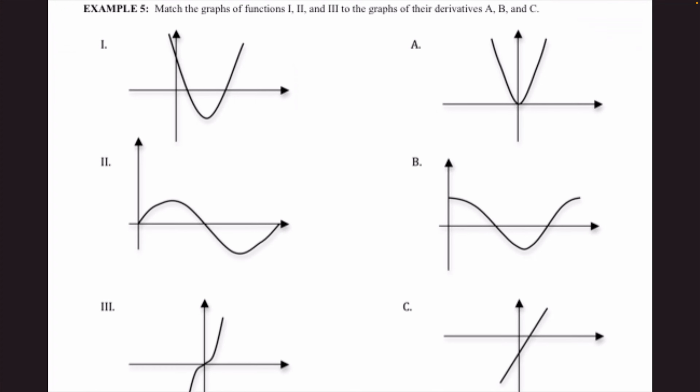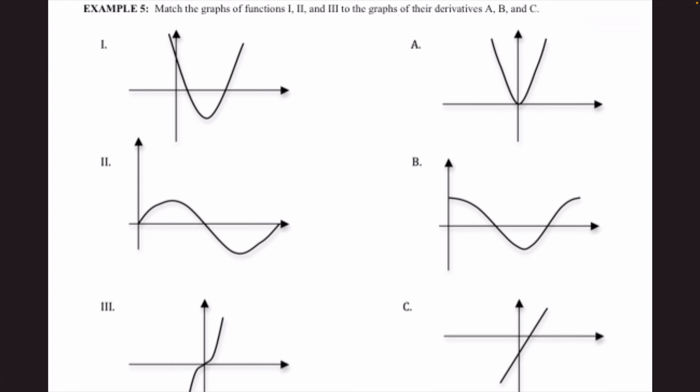Number 1 is a parabola. Parabolas go with which power function or equation? 2, right? It's quadratic. When we find a derivative, what happens? It goes down in power every time.